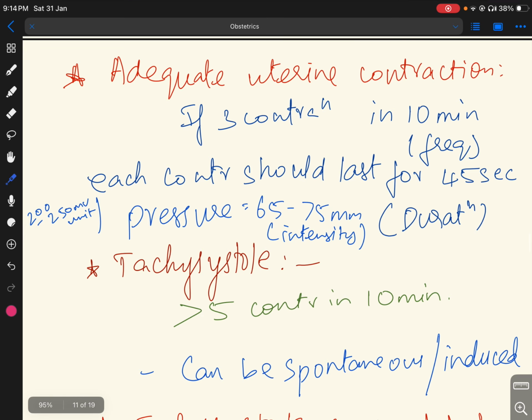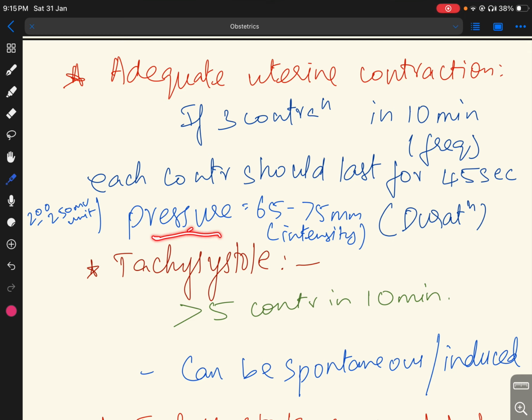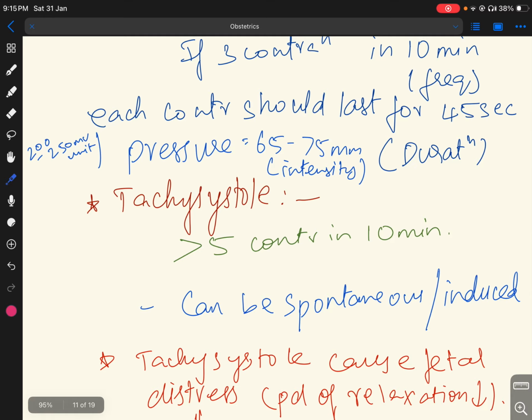Adequate uterine contraction. So if there are three contractions in 10 minutes, that is the frequency. Each contraction should last for 45 seconds and the pressure should be 65 to 75 millimeters of mercury, that is the intensity. So these three things are necessary for an adequate uterine contraction: frequency, duration, and intensity, that is the pressure.